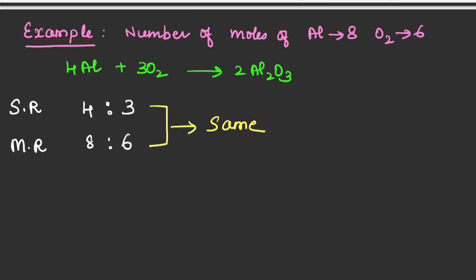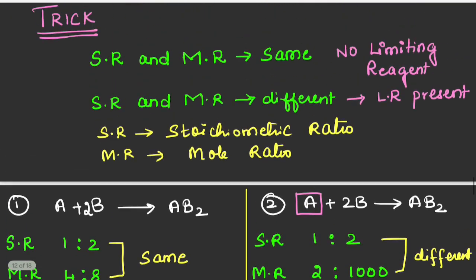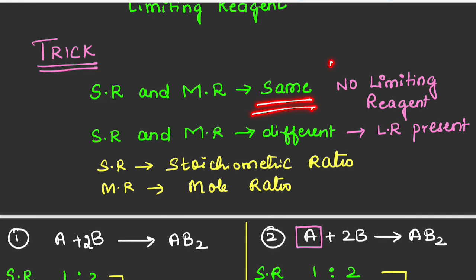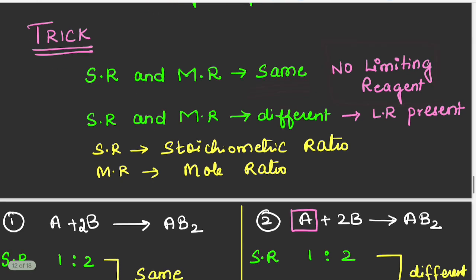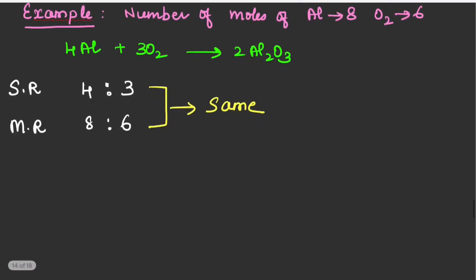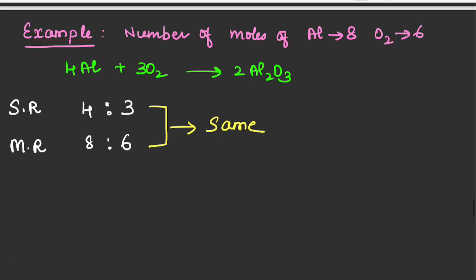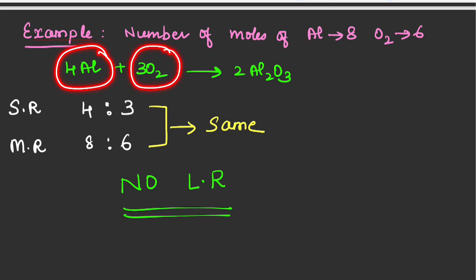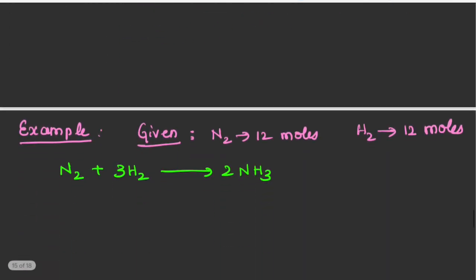If it is same, what is the trick we have written here? If it is same, then there is no limiting reagent in the given equation. So I'll write here, there is no LR. LR means limiting reagent. The meaning is both are taken in equal quantity and both are consumed during the reaction. That is the meaning. So let us take one more example.